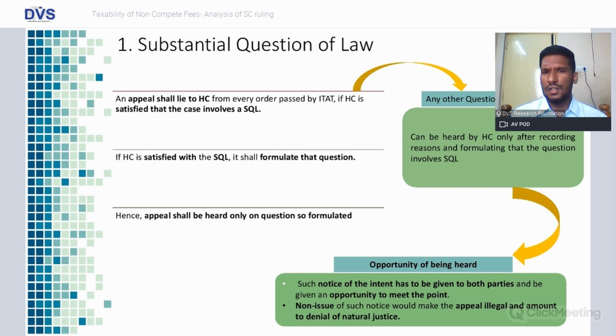Where the decision is not something very apparent, it's something highly arguable, debatable, and not previously settled by any court of law, that's what you generally call a substantial question of law. In case the High Court wants to pronounce a judgment on any matter other than a substantial question of law, a proper notice has to be sent to both the parties, and an opportunity of being heard should also be given. Non-issuance of such notice would make the appeal illegal, and it amounts to denial of natural justice.